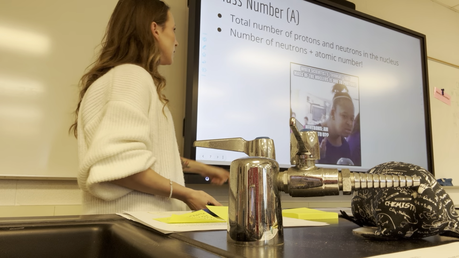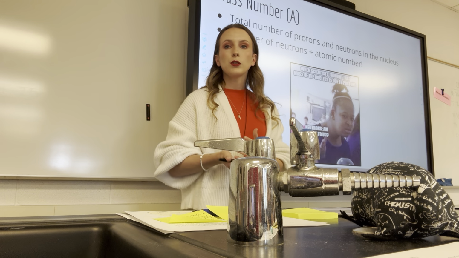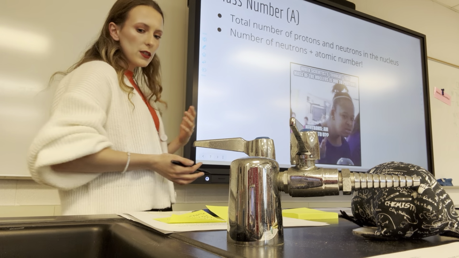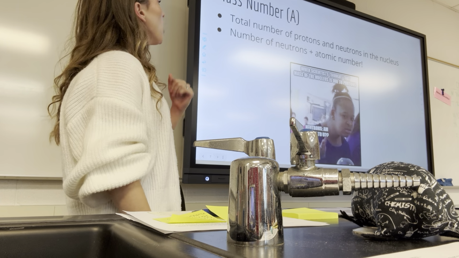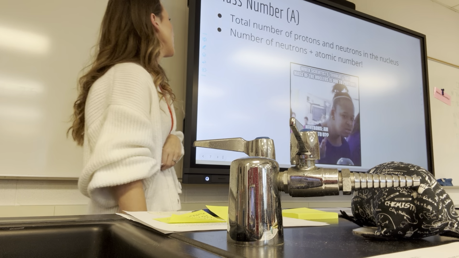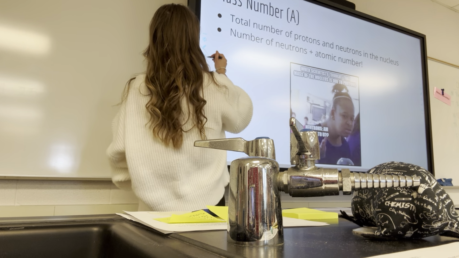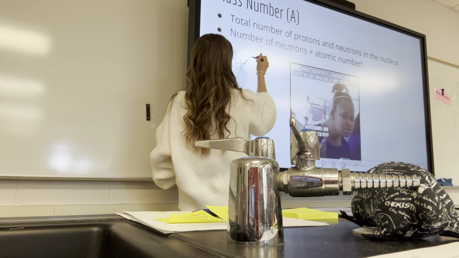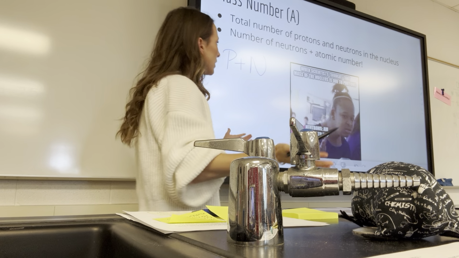All right. Now we have our mass number, also could be identified as A. This is our total number of protons and neutrons in the nucleus. So a good way to think about this is our number of neutrons plus our atomic number. So P plus N. You want to think of it like that.